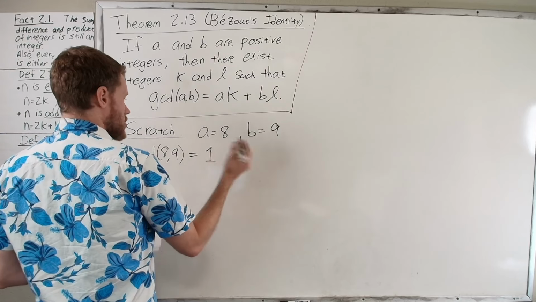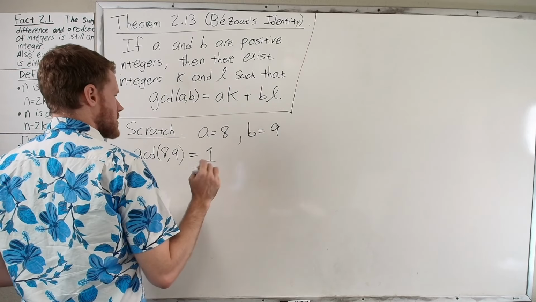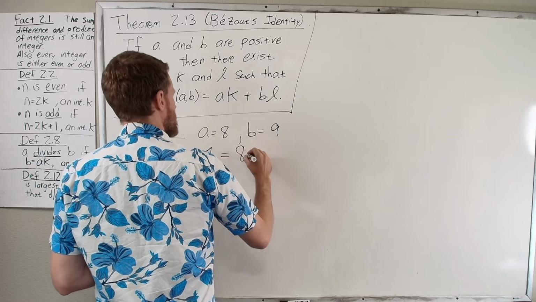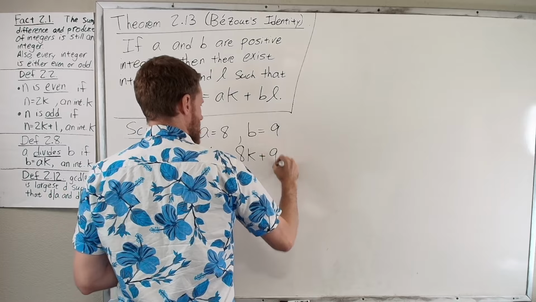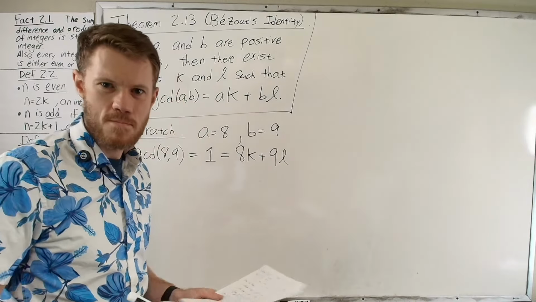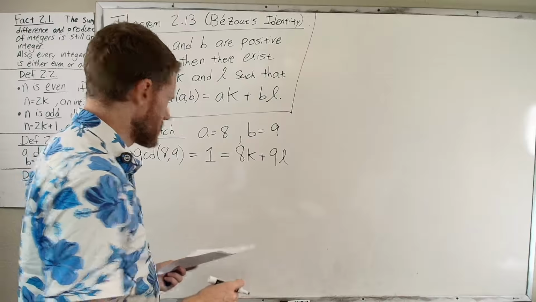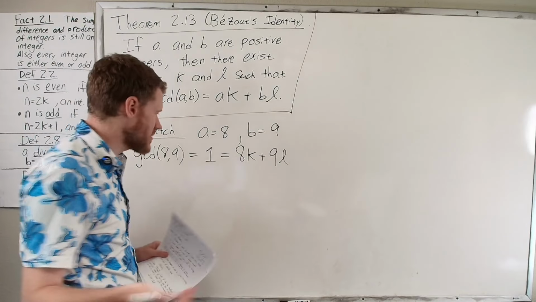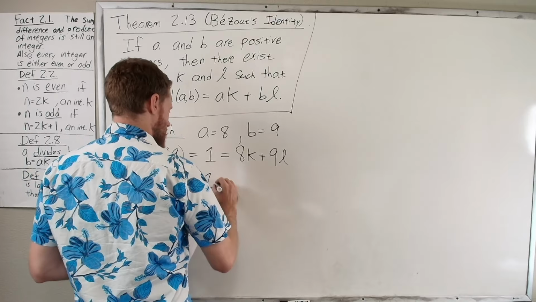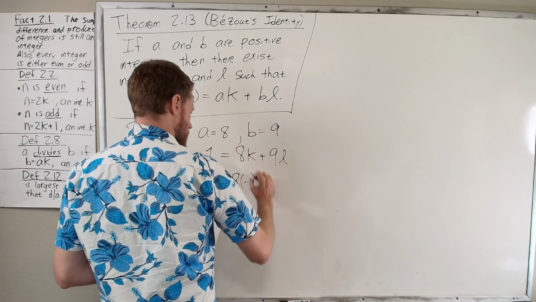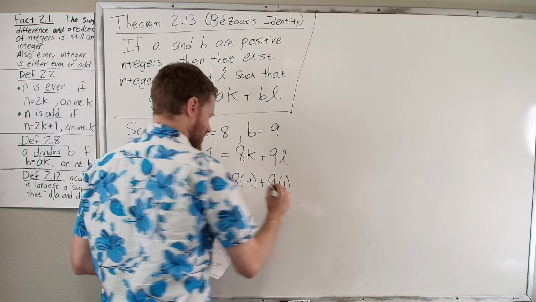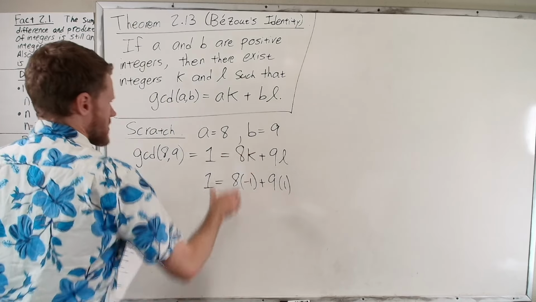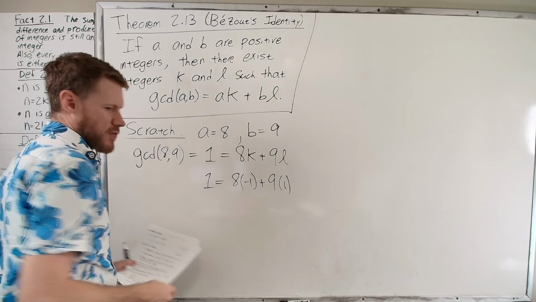Okay, that's why I said it wasn't the best one, because the GCD is a simple number, but that's fine. Okay, so let's show how it works in this case. So this claims that I can write 1 as 8 times some k plus 9 times some l. Do you see a way to do it? Keeping in mind that k and l are any integers, including negatives. Yeah, so 1 is 8 times negative 1 plus 9 times 1. Okay, so not the most interesting example, but nevertheless, it worked. So two numbers, I was able to find it.